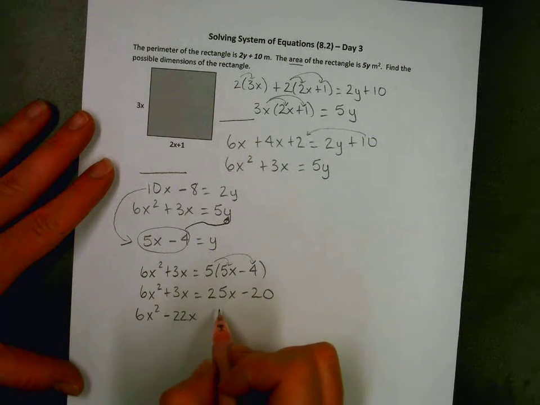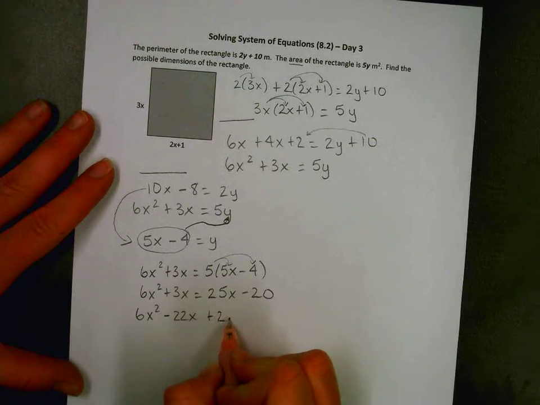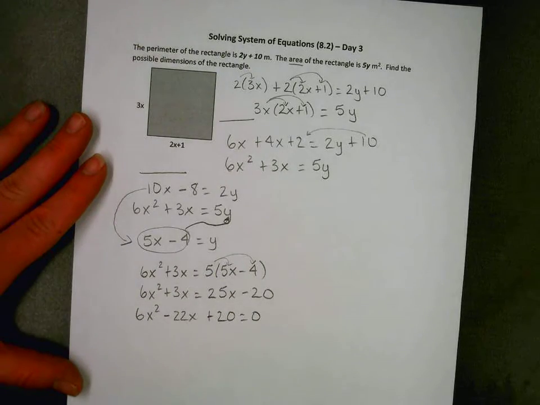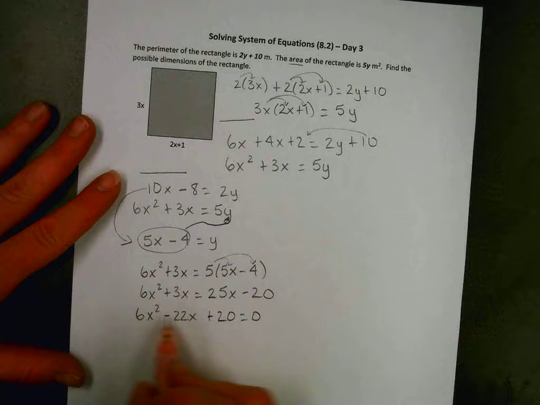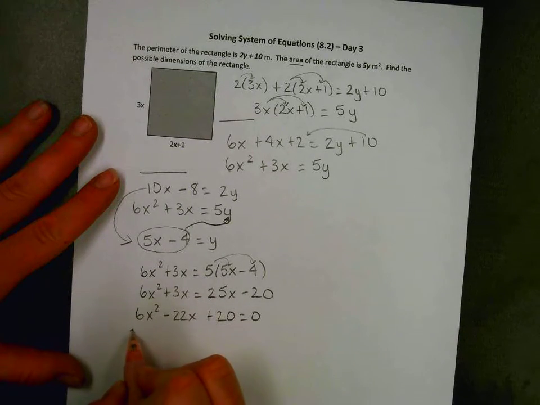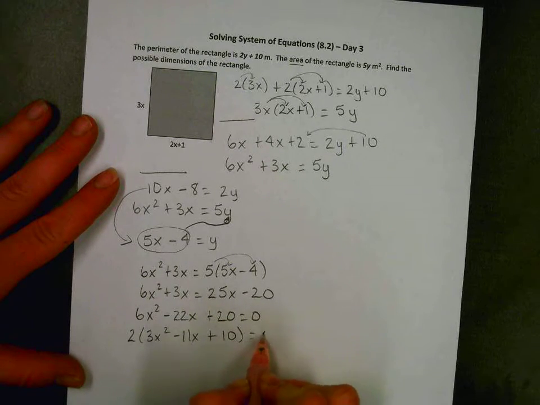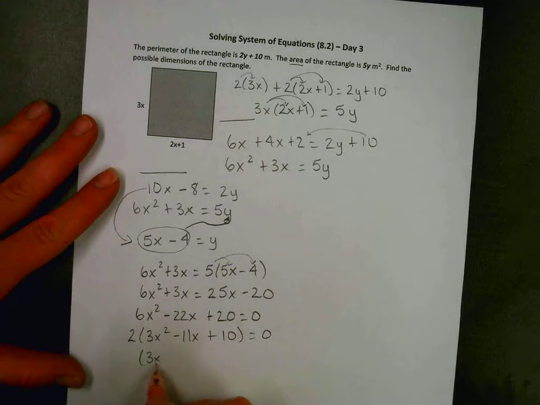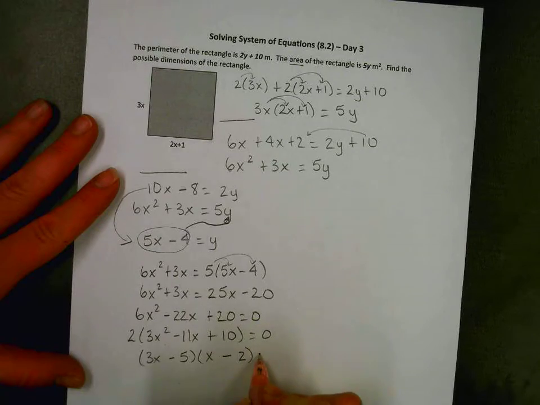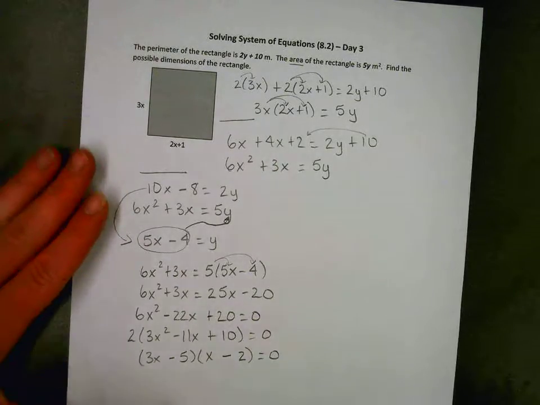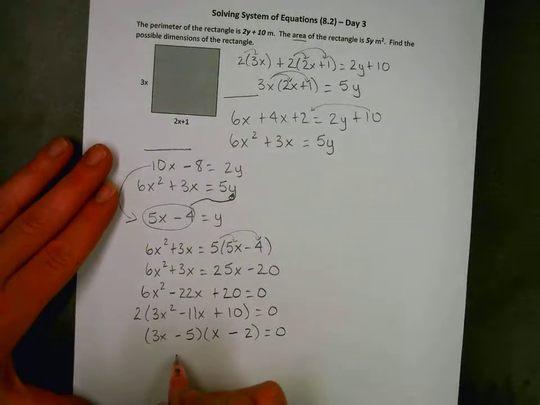I am now ready to finally solve for the variable x. So before I start to solve, I'm going to take out a common factor of 2. And now I want to factor this. Okay, this should be a minus 5 and minus 2 when we factor. So my solutions for x are 5 over 3 and x equals 2.